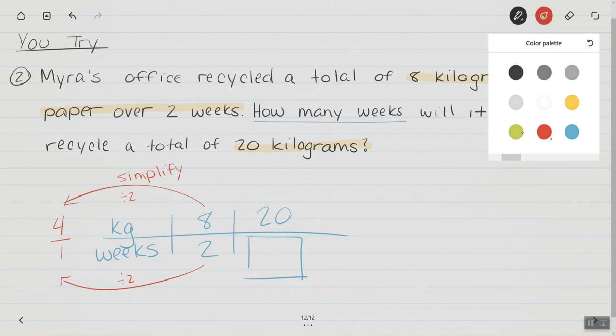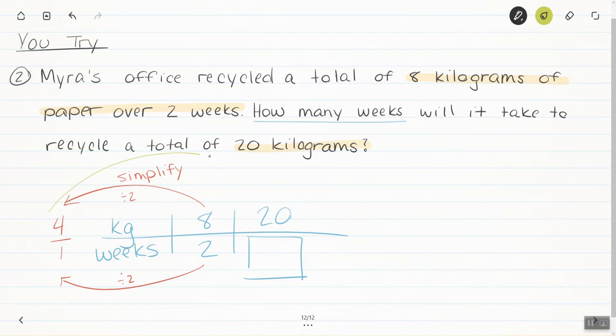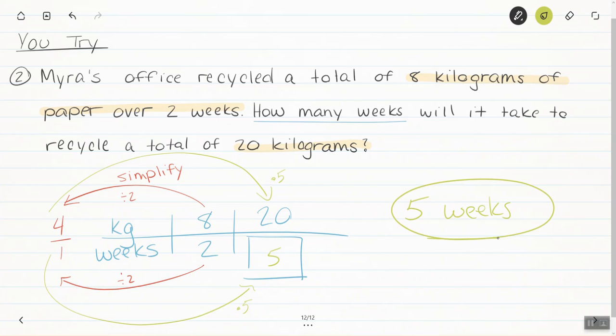Now I can move it forward. 4 times 5 would be 20. So I need to do 1 times 5, which would give me 5. So in order for them to recycle 20 kilograms of paper, it's going to take them 5 weeks. And I know it's weeks because the 5 is in the weeks row of the ratio table.